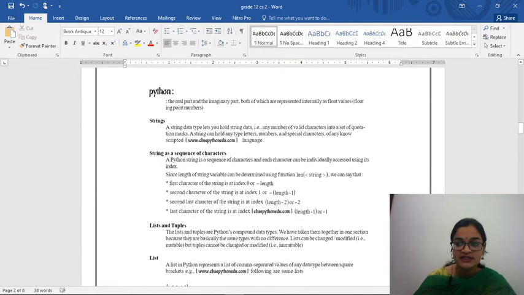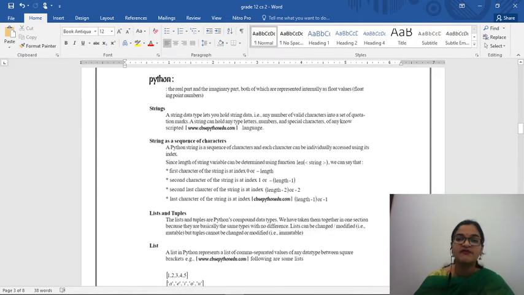And also strings. Most of this part I think I have covered in the previous session, so I'm going a bit fast. I hope you'll understand it. If you don't understand anything anywhere, you can refer to the previous session, online class 2.